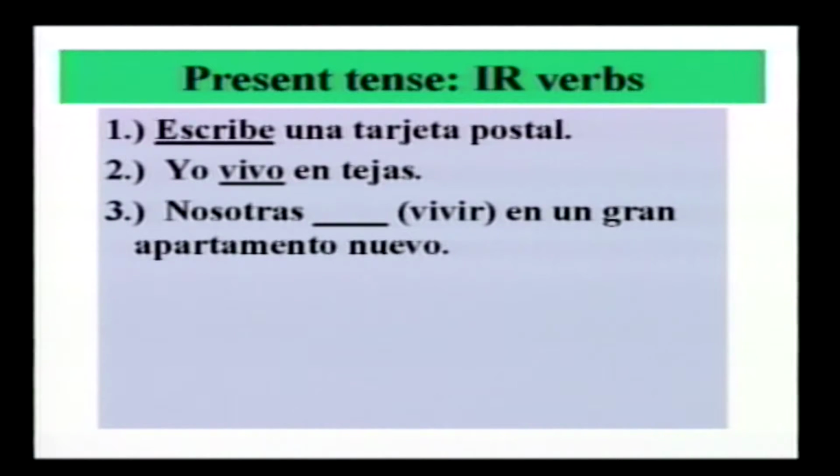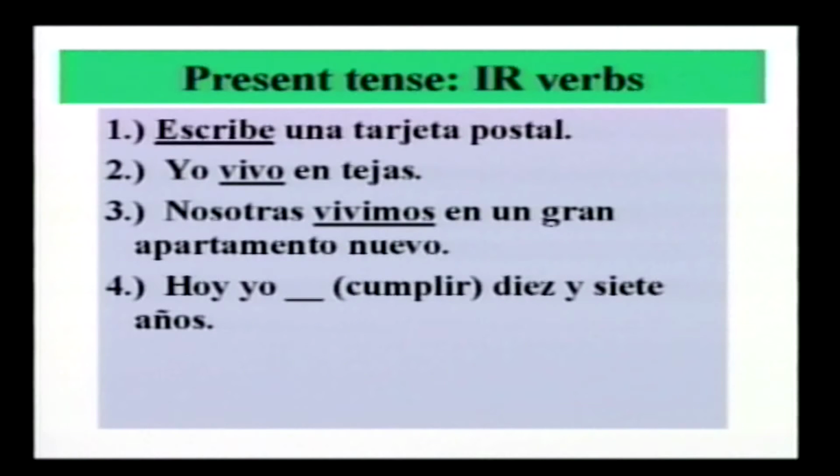Nosotras blank en un gran apartamento nuevo. Now that word looks like apartment, yes? Apartamento nuevo, new apartment. So who is it that is living? We, the gals, are living in a great new apartment. So what would you use? Vivimos.